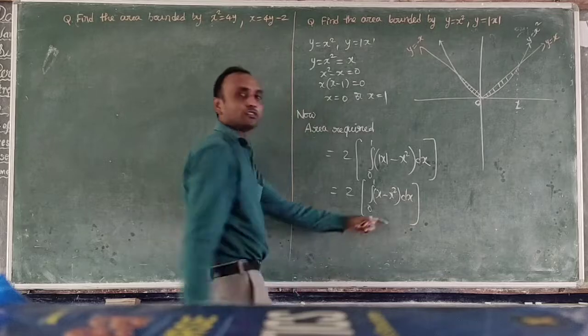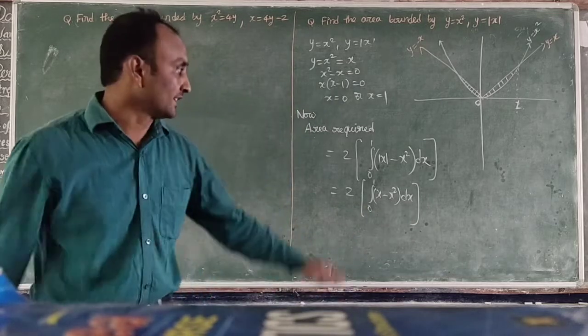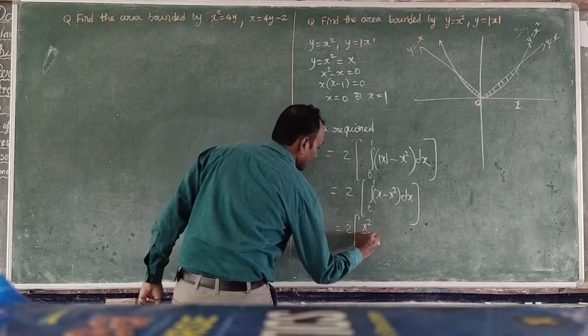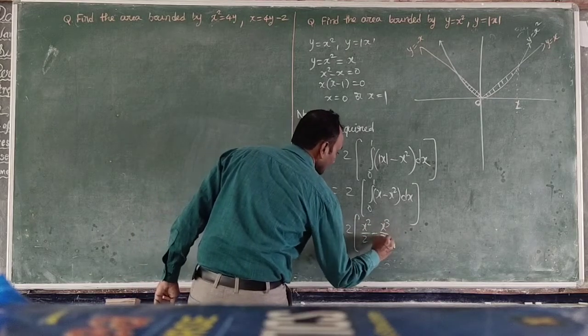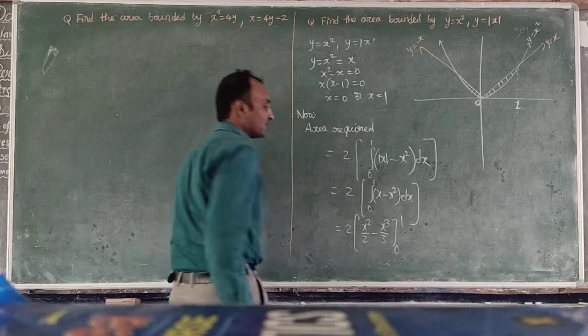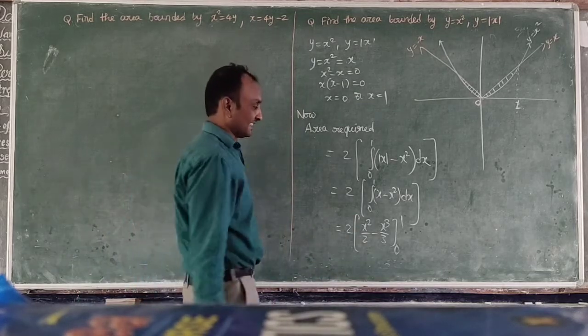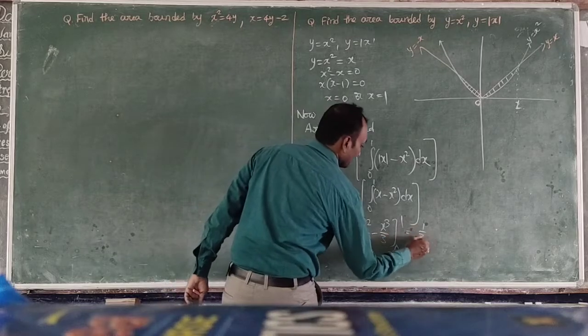From here you know how to find the definite integral, and you will have to calculate it. You have to write 2 times x square by 2 minus x cubed by 3. The limits are 0 and 1. Substitute and you get the final answer, 2 into 1 by 6, which is 1 by 3 square units.